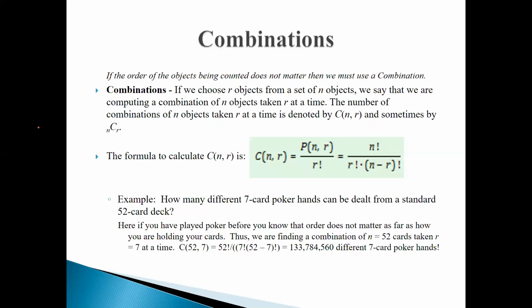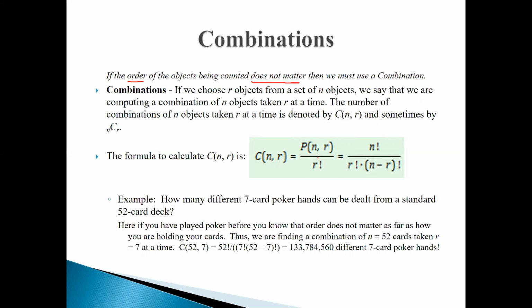Now, combinations. If the order of objects being counted does not matter, so here order does not matter, then we use a combination. It's very similar, except the whole key is that the order doesn't matter. If we choose R objects from a set of N objects, we can say we are computing a combination of N objects taken R at a time. The number of combinations of N objects taken R at a time is denoted by C of N, R, or nCr. The formula to calculate this is C of N, R, which is really just the permutation we just found divided by R factorial.